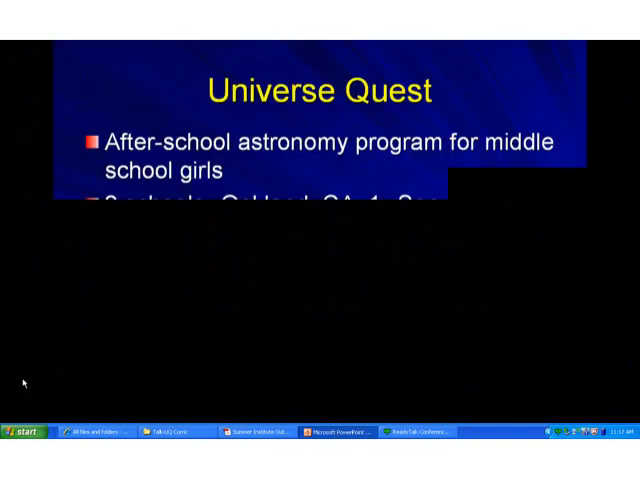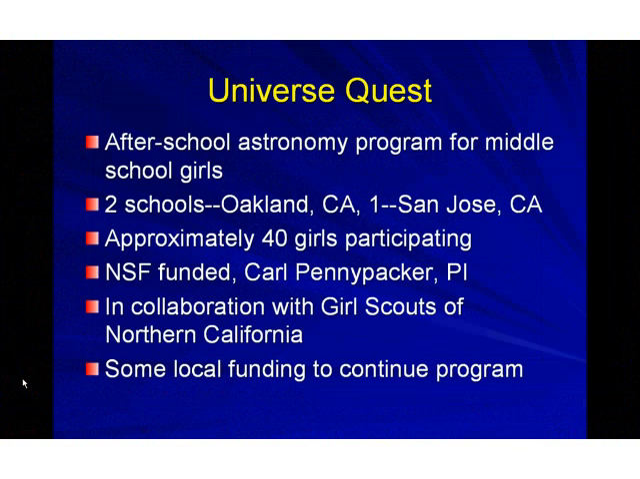Universe Quest is an after-school astronomy program for middle school girls, ages about 13 to 15, with probably a few 16-year-olds. It's been going now for 3 years in 2 schools in Oakland, California. If you don't know the Bay Area, you know San Francisco across the bay from Berkeley, UC Berkeley and so forth, and Oakland is the next door city there. It's a large city with a very large Latino population and a large African American population. Of the 2 schools that we worked in, one was more African American in nature, and one was more Latina, I should say, because they were the young women.